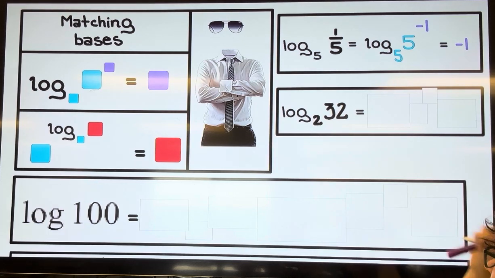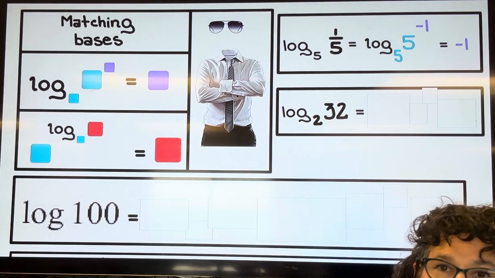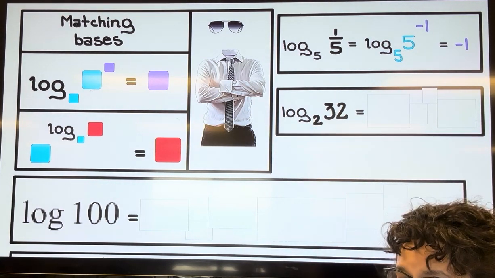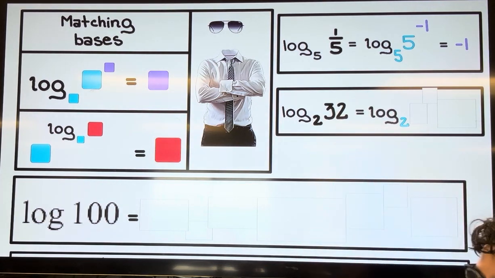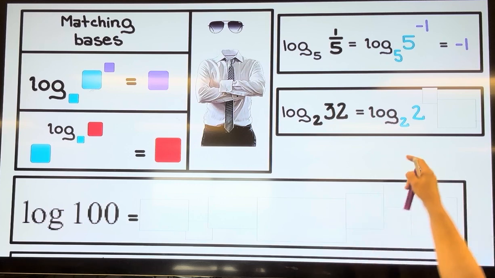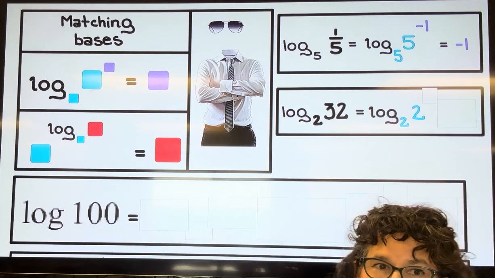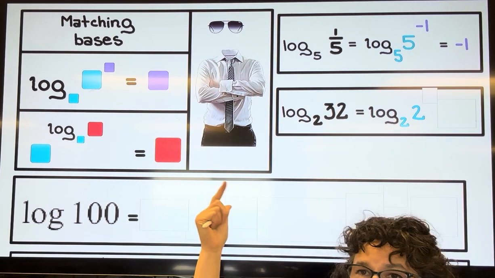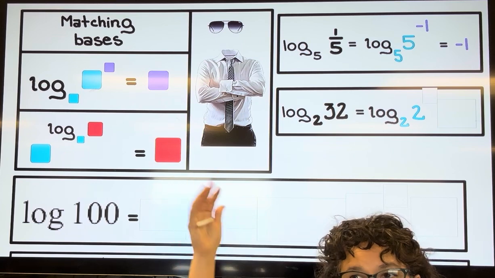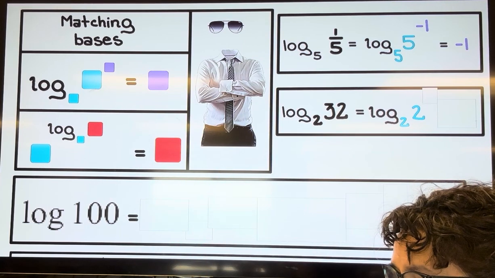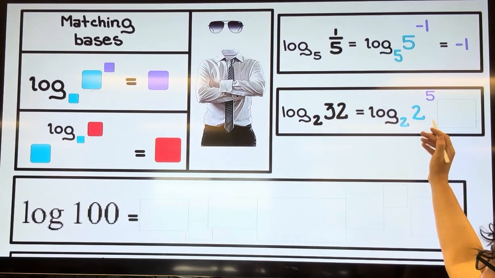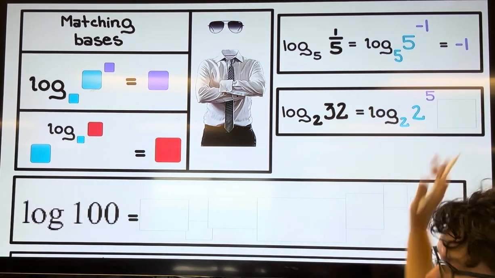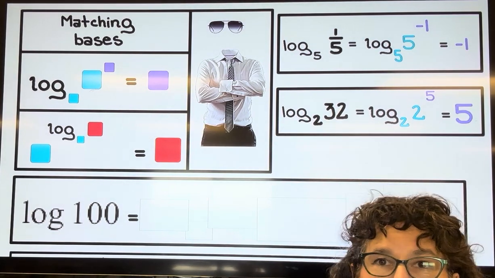Let's try that again. In this one, if my base is 2 and I want to do this by hand, then I need to rewrite the number 32 so that it is 2 to the power of something. So thinking about 32, 2 times 2 is 4, times 2 is 8, times 2 is 16, times 2 is 32, so that is 2 to the 5th power. I force the bases to match, that disappears, and my answer is 5.